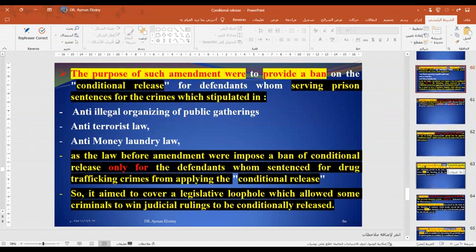Okay? The purpose of such amendment was to impose a ban on conditional release for defendants serving prison sentences for crimes stipulated in the anti-illegal organizing of public gatherings law, anti-terrorist law, anti-money laundering law, and narcotic law. The law before the amendment imposed the ban on conditional release only for defendants sentenced for drug trafficking crimes. So it aimed to cover a legislative loophole which allowed some criminals to be conditionally released by judicial ruling.